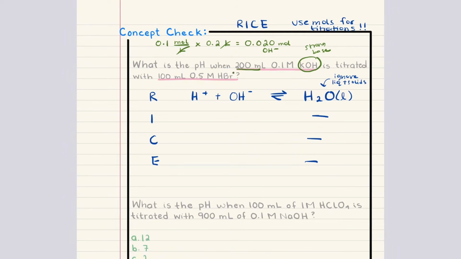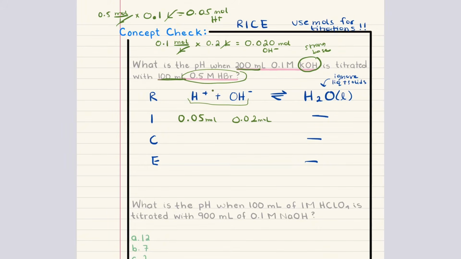HBr is a strong acid, so it supplies hydronium ions, or we're going to write H plus, hydrogen ions. To get the moles of hydrogen ions, we're going to do the same process. Its moles are the molarity, which is 0.5 moles per liter, multiplied by the volume, which is 100 milliliters. That is 0.1 liters. The multiplication of that gives us 0.05 moles of hydrogen ions. So initially, we have 0.05 moles of hydrogen ions and 0.02 moles of hydroxide ions.